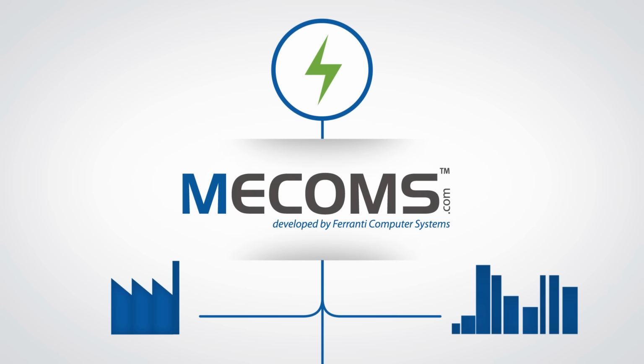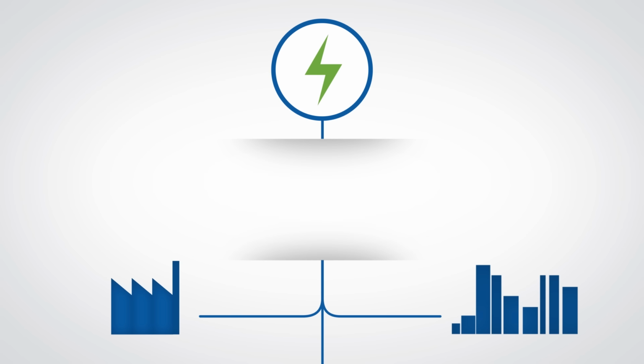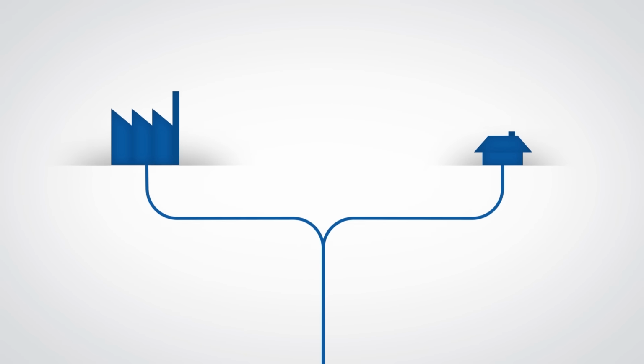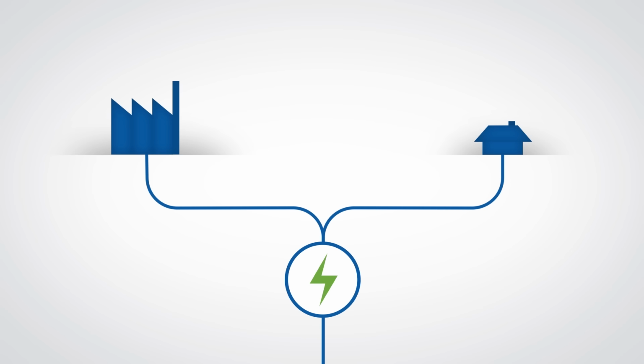MECOMS is a meter data management and customer information system developed by Ferranti Computer Systems that can be configured for producers, transmission grid operators, distribution grid operators, suppliers and retailers, and integrated companies in the energy and utilities industry, automating and simplifying the complex business processes of an energy supplier or a retailer are one of the things at which MECOMS excels. Let's have a closer look at MECOMS for suppliers and retailing companies.